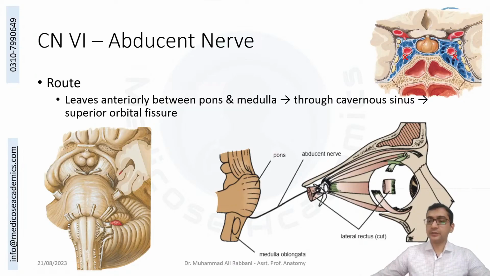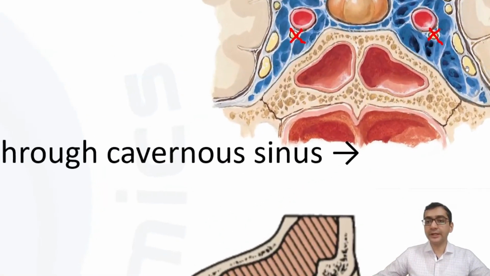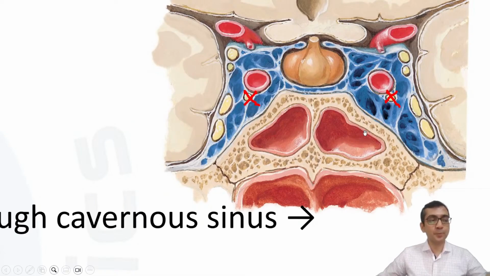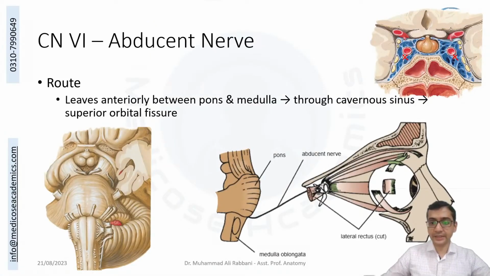Again, an MCQ point. The other two nerves are moving through the lateral wall. This is the only nerve that is actually passing through inside the cavernous sinus. It moves through the cavernous sinus along with the internal carotid artery. The cavernous sinus relation is very important because these are all the nerves that are affected in the cavernous sinus thrombosis. These are all the nerves that are affected there.